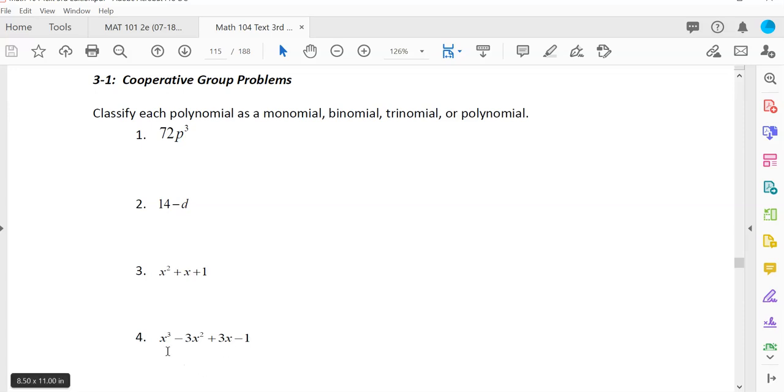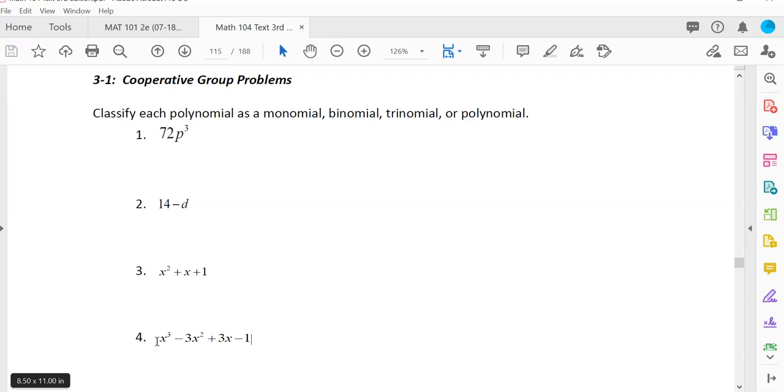Here's why descending order is really nice. The degree of the polynomial is the highest degree on any term. So if we put things in descending order, the degree of the polynomial is the degree of the first term. In this problem, we already said that this is in descending order, and the degree of the first term is 3. So the degree of this polynomial is 3.